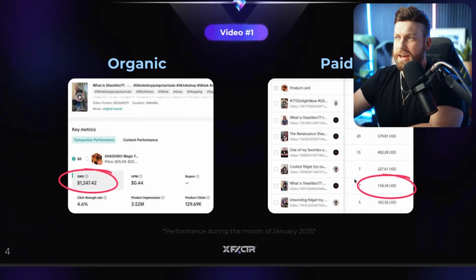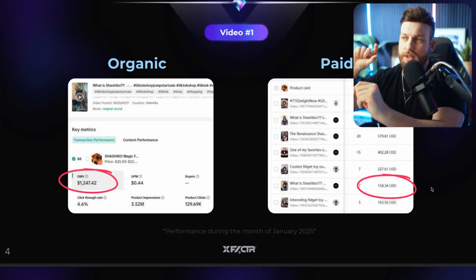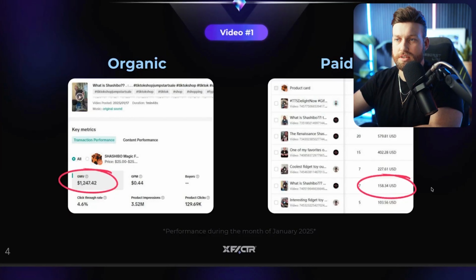So let's have a look at these two different scenarios with organic and paid. This is just based on 1 month, but we're looking at a product and a creator's video that has generated commission. This video right here has generated $1,247 in GMV that is done through the organic and the virality aspect of the video. And over here you can see inside of GMV Max, this particular video has generated $158.34. So you can see that the organic and the paid side are both sides to generating GMV that are separated both on the GMV Max side and also the organic video side that you can see in the key metrics.